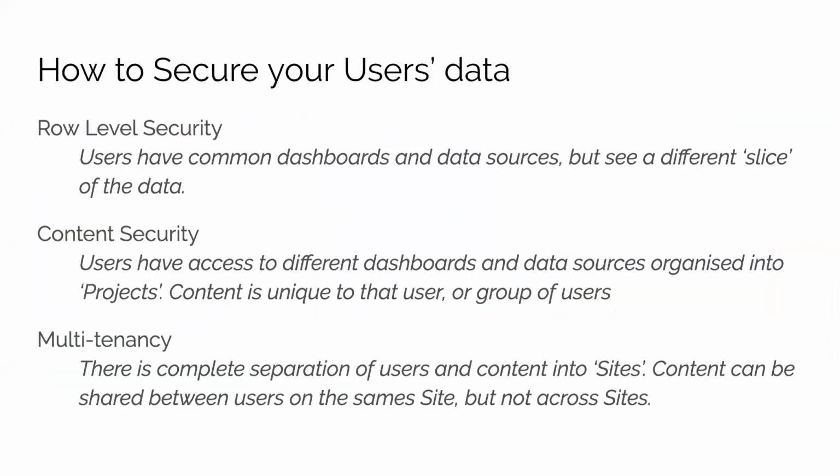So just to recap, the 3 kinds of mechanisms we have for securing users' data is we have row-level security. Row-level security is where users have access to common dashboards and data sources, but they see a different slice of that data. The content security is where you've got some content which is perhaps unique to a user, or for security reasons it has to be restricted to a particular group of users. And finally, you have multi-tenancy, where you have totally independent sites on the same server, and there's no way of sharing content or any user communication across those sites.